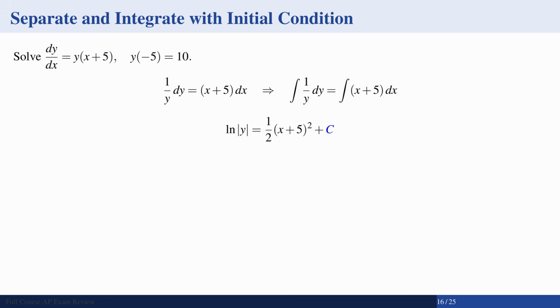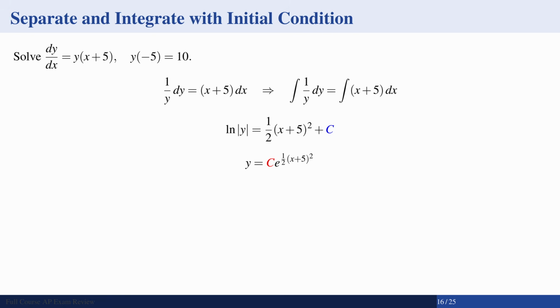Your c will look a little different, but it doesn't make a difference. Also notice I put plus c on the side with x. That's what you're going to do all the time. Now we're going to exponentiate and simultaneously change the original c into a new value of c. I have a lot of videos where I explain this. I do this every time. I highly recommend it. So we get y is equal to a new value of c, e to the 1/2 quantity x plus 5 squared.